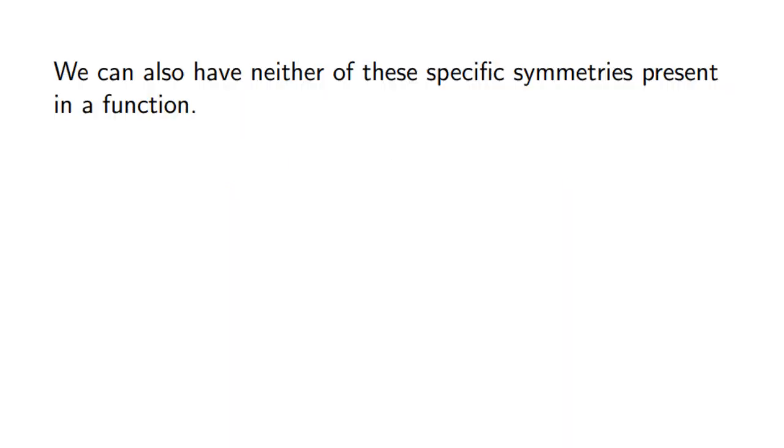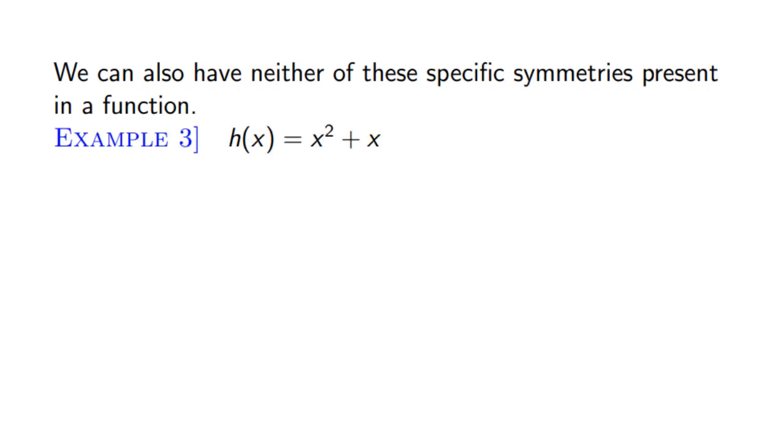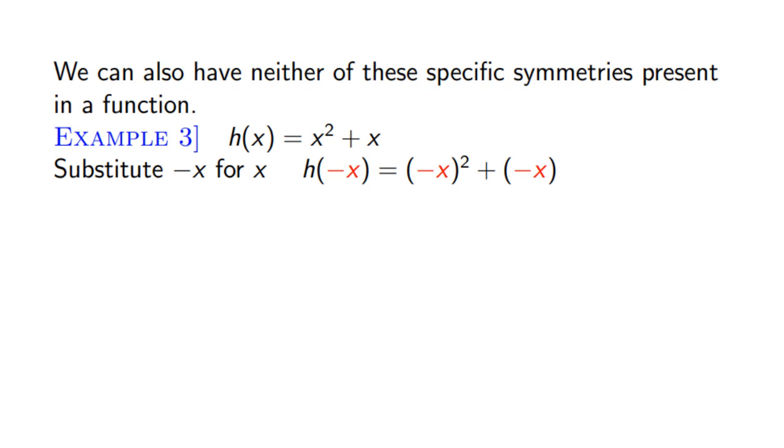We can also have neither of these specific symmetries be present in a function. So I'd like to do one last example. I'm going to have h of x equals x squared plus x. Just as we've done before, we're going to start by substituting negative x in for x.